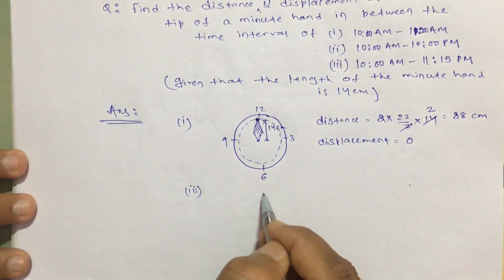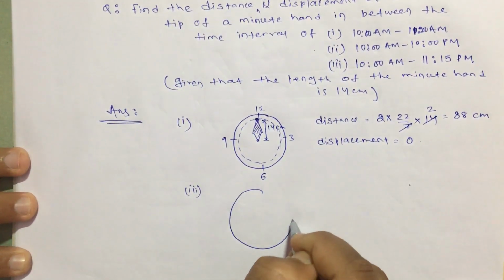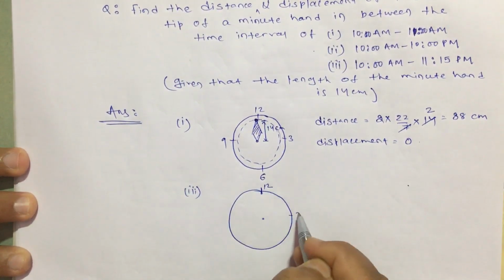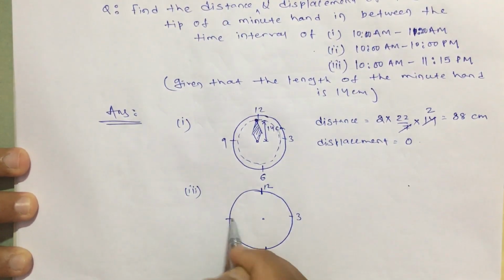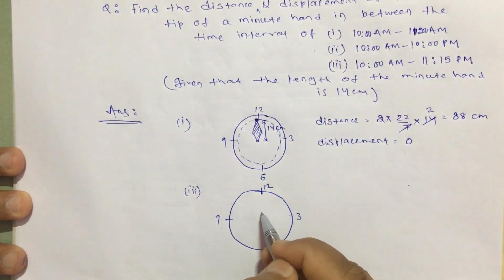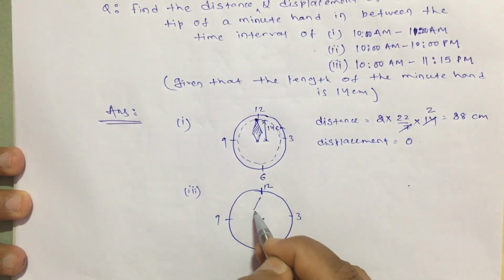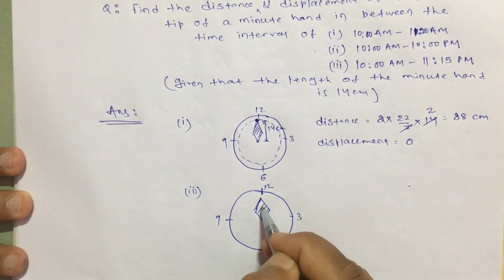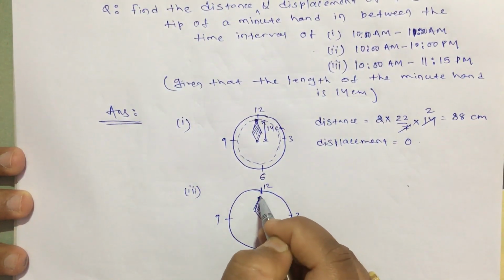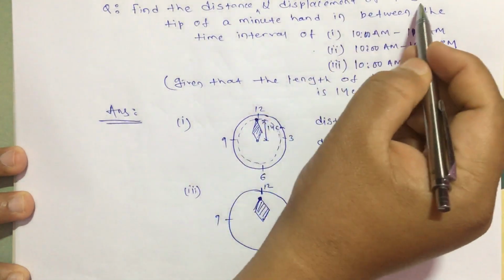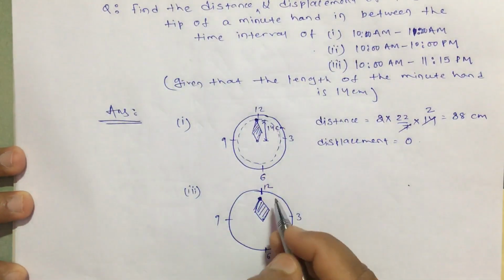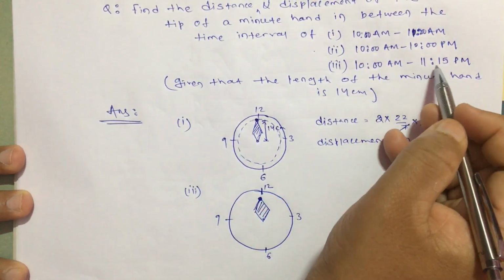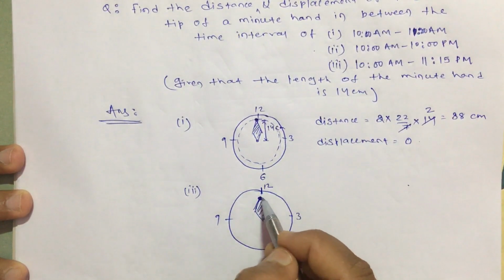Now let us again draw it. Here it is 12, here it is 3, 6 and 9. And this is the minute hand. We don't have to do anything with the minute hand, we just have to do with this tip. That is the question: distance and displacement of the tip. So at 10 am again it will be here. At 11:15 pm how will it move?